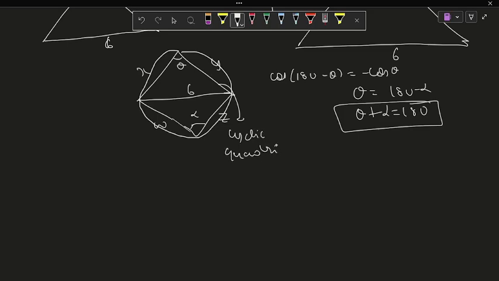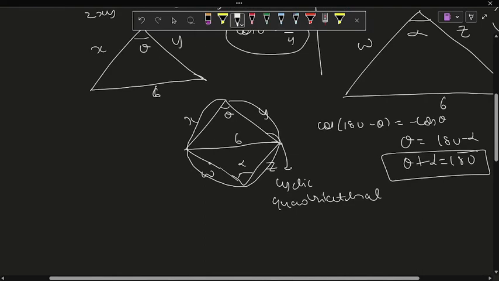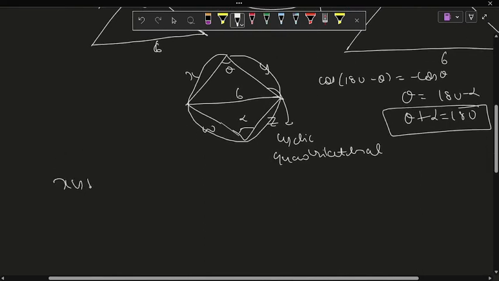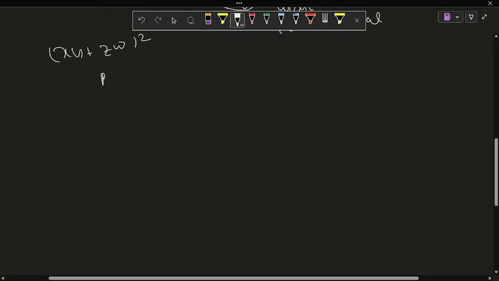Wow, everything seems great till now. Now let's see what we have to find in the question. We have to find (xy + zw) whole squared. But we cannot actually solve this by using some normal theorems. I will use a theorem called Ptolemy's theorem.